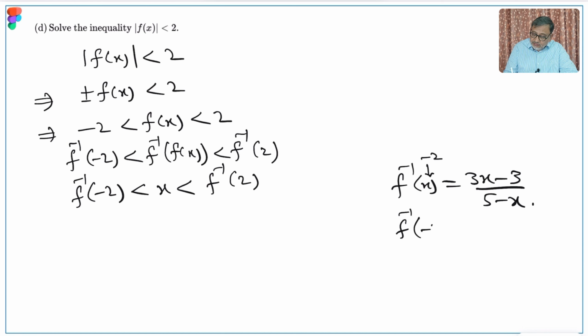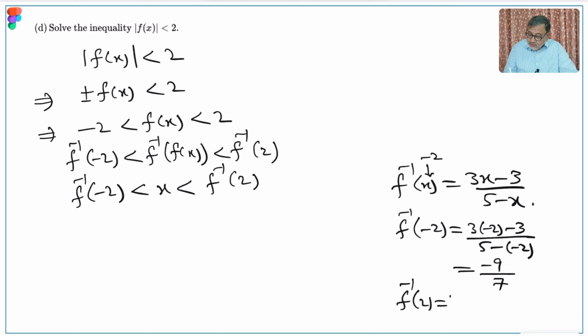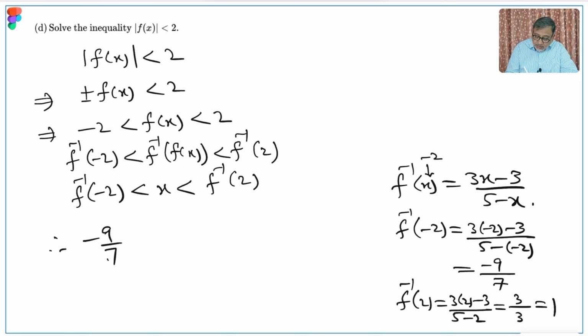So f⁻¹(−2) will be (3 × (−2) − 3) over (5 − (−2)). So −6 and −3 is −9 over positive 7. Okay, −9/7 is one value, and f⁻¹(2) will be (3 × 2 − 3) over (5 − 2). 3 × 2 is 6, minus 3 is 3. 5 − 2 is 3, so it is 1. Therefore −9/7 < x < 1.